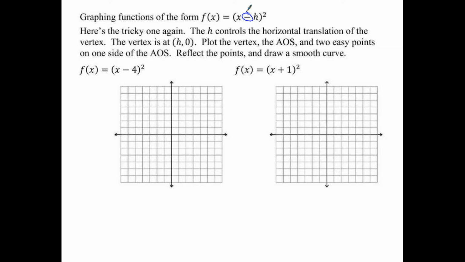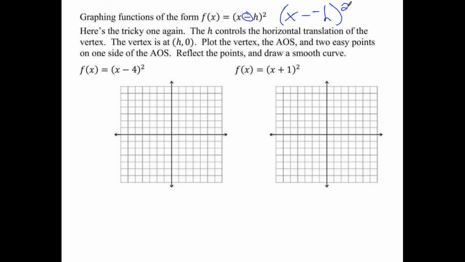And if I see x plus the number, really what I have is x minus negative something, which means we're going to the left, okay? So keep that in mind. If I see x plus, it's really x minus negative h squared, okay? That's the tricky one. Please keep it in mind, because if you screw up a horizontal translation, the whole thing is going to fall apart if you're depending on your transformations to get you through these problems, all right? Okay, so the vertex is going to be at h comma 0.